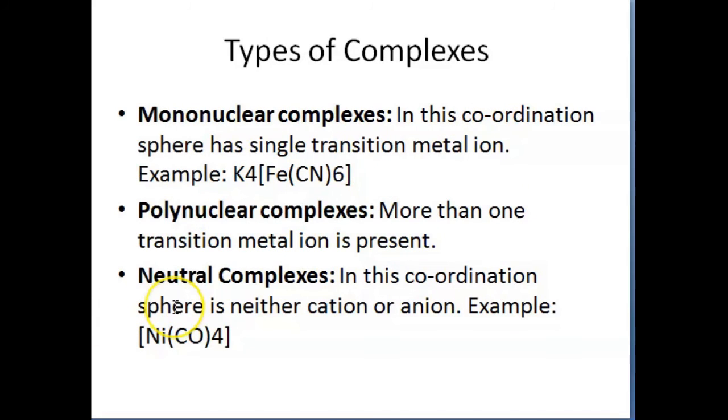We have a few more types of complexes, that is mononuclear complexes. In this, the coordination sphere has a single transition metal ion. Example, K4[Fe(CN)6]. Next one is polynuclear complexes, in which more than one transition metal ion is present. The last one is neutral complexes. In this, the coordination sphere is neither a cation nor an anion. Those complexes are called neutral complexes.